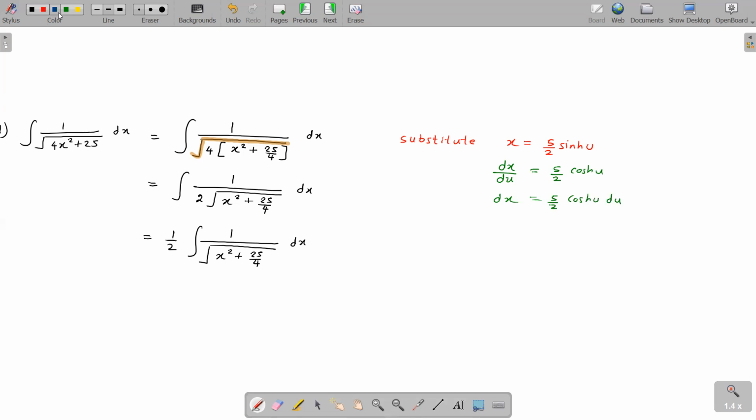Okay, now let's substitute. Half integration 1 over root x square. X is 5 over 2, right? 5 over 2 sinh u. So when you square 5 over 2 sinh u, you get 25 over 4 sinh square u. Plus there is a 25 over 4 here. Into what's our dx? 5 over 2 cosh u du.